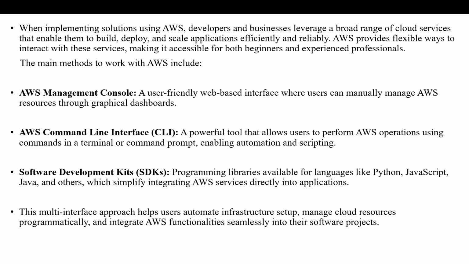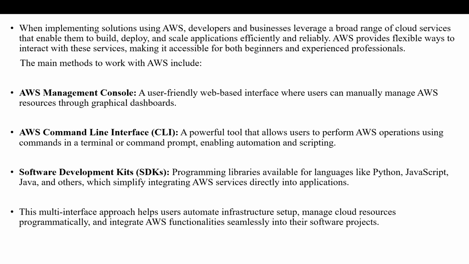The main methods to work with AWS include the AWS Management Console, the AWS Command Line Interface, which is called the CLI, and software development kits, which are called SDKs. The AWS Management Console is a user-friendly web-based interface where users can manually manage AWS resources through graphical dashboards. The CLI, the AWS Command Line Interface, is a powerful tool that allows users to perform AWS operations using commands in a terminal or command prompt, enabling automation and scripting.